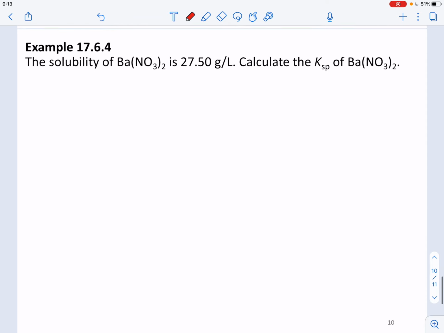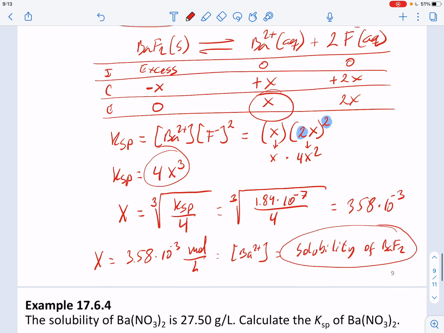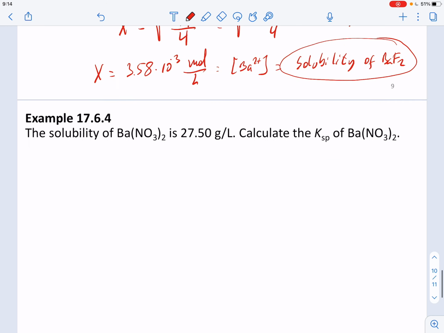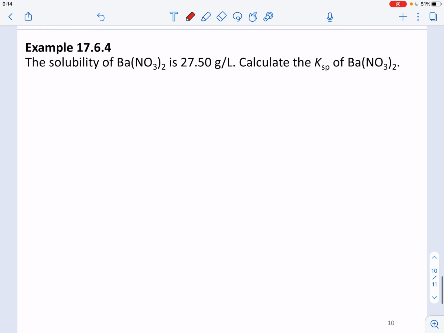Now, what if we go the other way around? In this particular case, we used the Ksp to calculate the solubility of the compound. But what if we have the solubility and then we want to calculate the Ksp? We can perfectly do that. So let's start with the first thing.